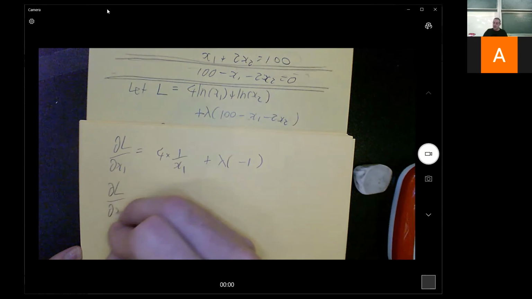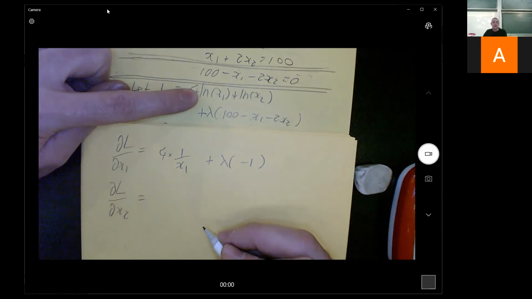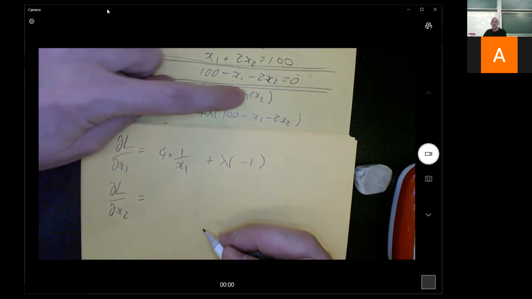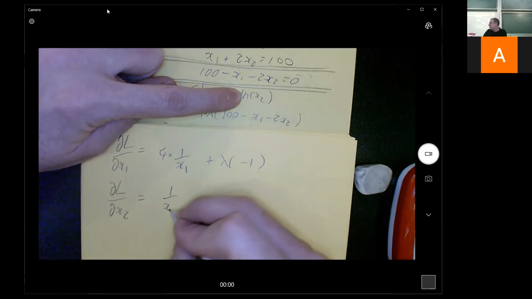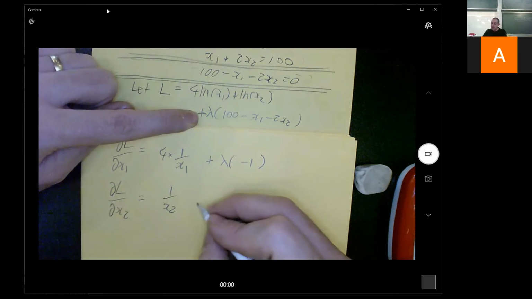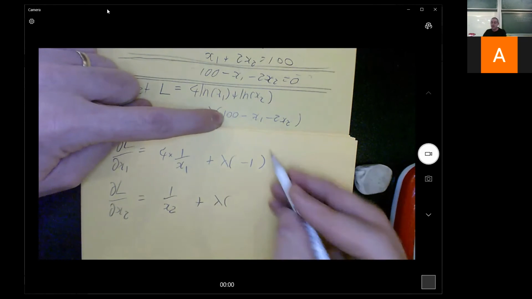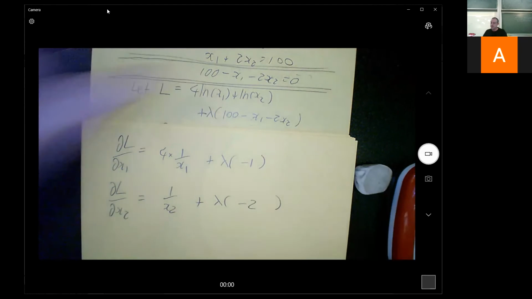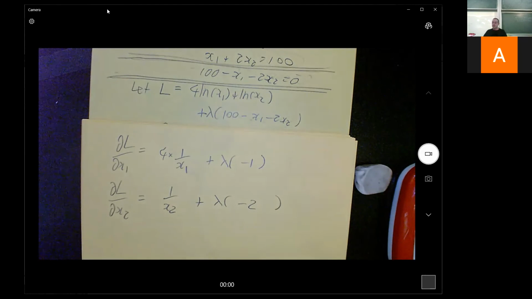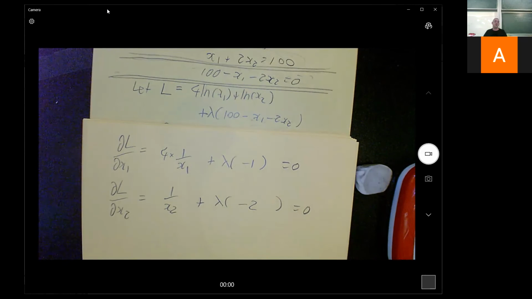And then dL on dx2. That doesn't have any x2, so it'll become a 0. That one will become 1 over x2. And that one, the lambda is multiplied on, so it'll still be there. And the derivative of this bit is minus 2. And they both have to be 0.